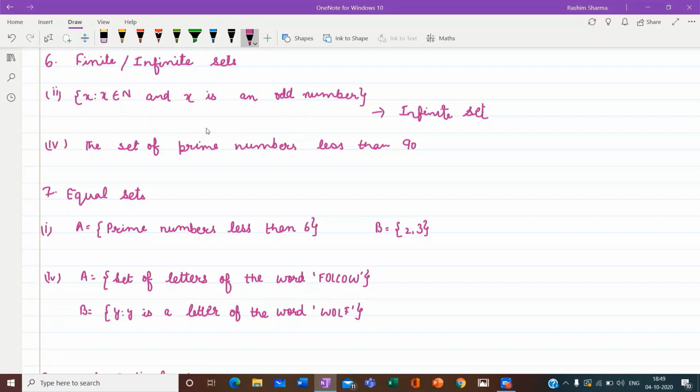Then the fourth part is the set of prime numbers less than 90. Now the limit is 90. It means when there is a limit, this is a finite set.